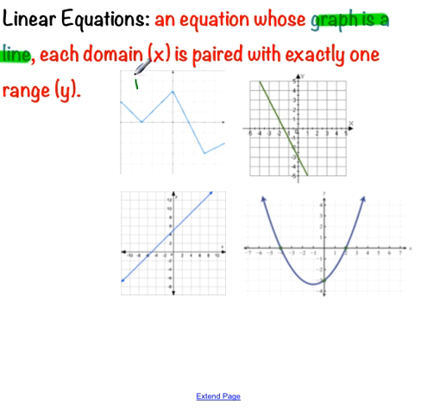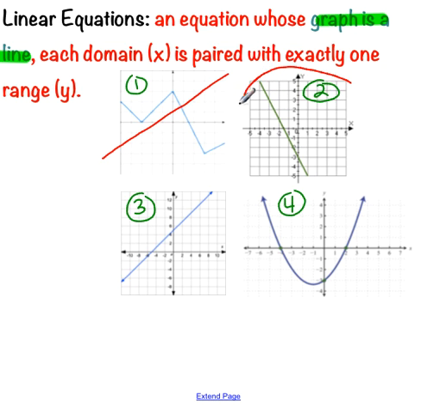So I have 4 graphs here, and I would say which of these could be a linear equation. And I would say number 1, even though the lines are straight, it changes direction, it makes a zigzag. That is not a linear equation. Example 2, it is one straight line. That is a linear equation.